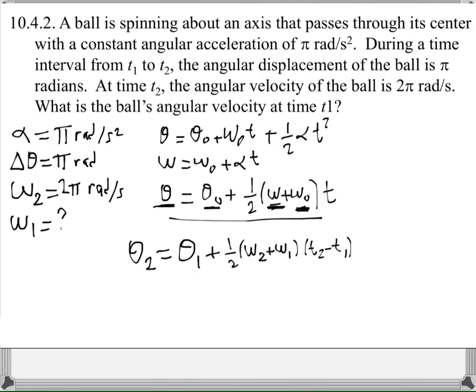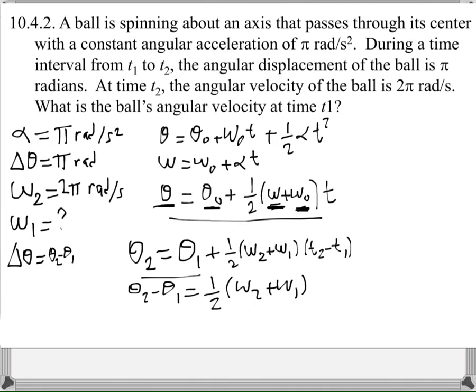Just because delta theta is always the final value minus initial value. So delta theta in our problem is nothing but theta 2 minus theta 1, right? So you can reformat this. Theta 2 minus theta 1 is equal to 1/2 omega 2 plus omega 1, right, delta t. Instead of T2 minus T1, you can write delta T. So this is given in the problem.